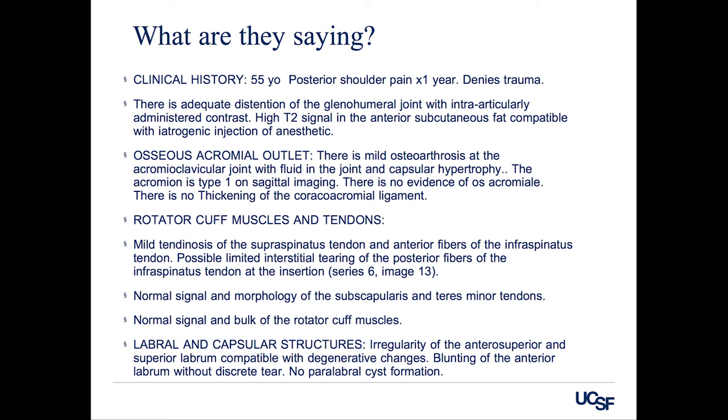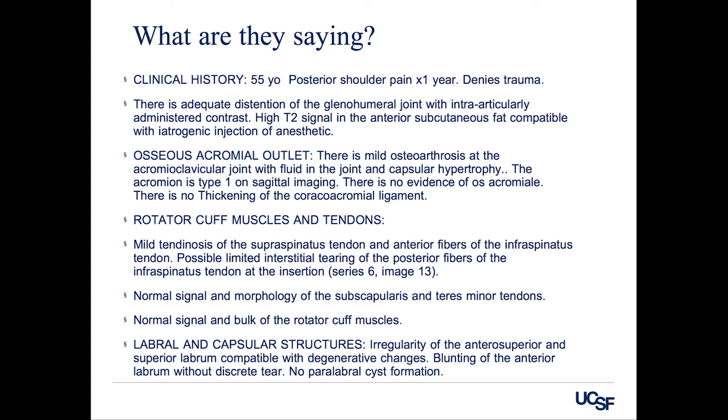A 55-year-old with posterior pain for one year. He never had any trauma. So the radiologists tell us that there is adequate distension. We gave him some contrast. There's some mild osteoarthritis, mild tendinosis. So all of this, most of the time I don't even read this. I go to the very end here and at the impression, okay?